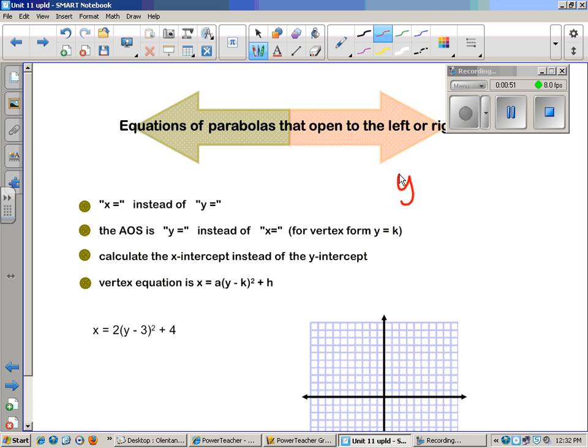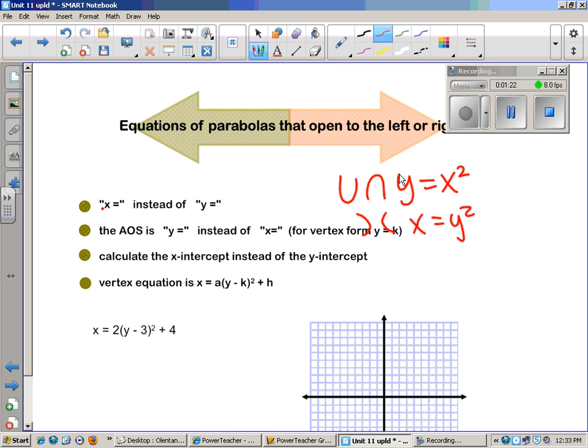So regularly, just the basic equation of a parabola looks like that, right? Well, that's a parabola that goes up and down. If a parabola goes left and right, it's x equals y squared. That's parabolas that go left and right. So basically, all we're doing is switching the x and the y. So it's x equals instead of y equals.